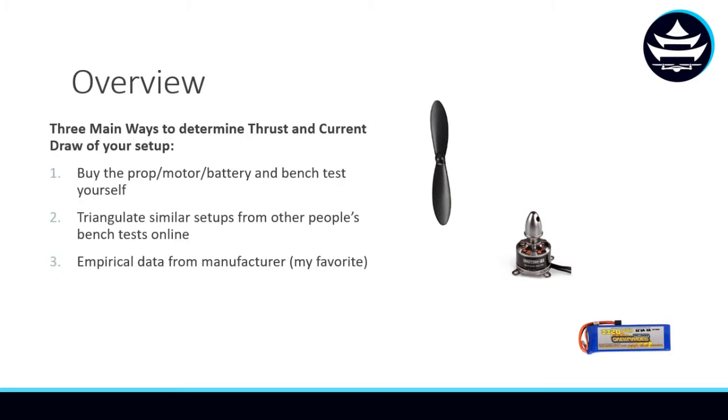All right, so there are three main ways to determine the thrust and current draw of your given drivetrain. The first is to buy the drivetrain hardware and bench test and find the results yourself. The second method is to peruse the internet and find other people's results and triangulate and average those thrust and current draw findings together. And the third is just to use empirical data that is provided by the manufacturer that you bought your motor from.